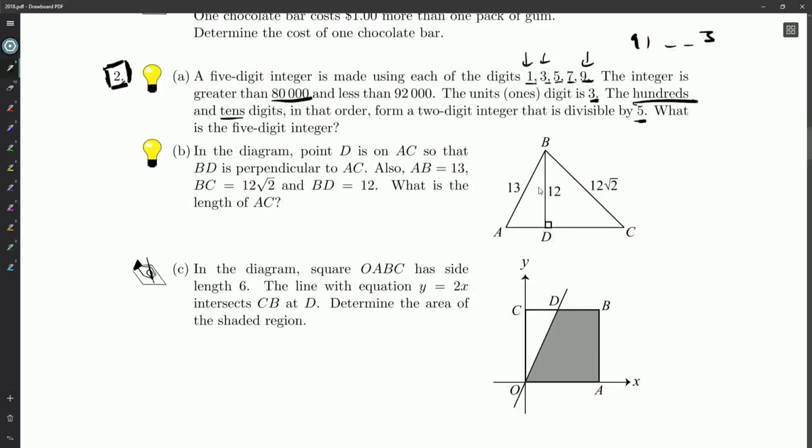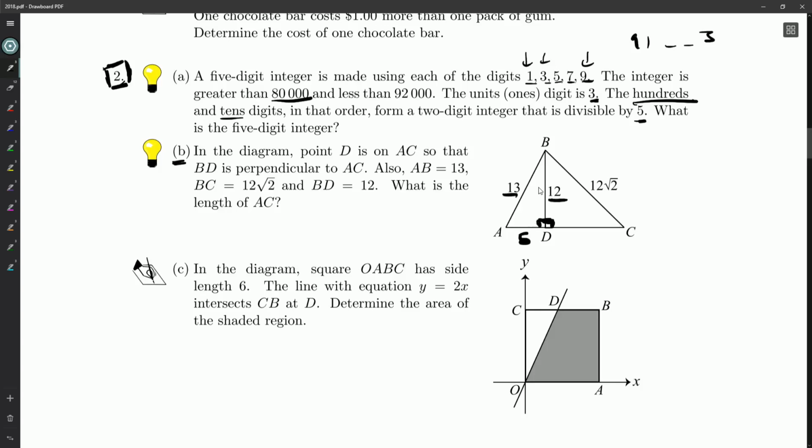Okay? So we'll get a fresh sheet of paper there. And what have we got for 2B? In the diagram, point D is on AC so that BD is perpendicular, which they have indicated here. We've got a 13 here and a 12 here. Immediately, I know that there's going to be a 5 here, but that's because I've done a lot of these contests. You'll find yourself with lots of right angles.